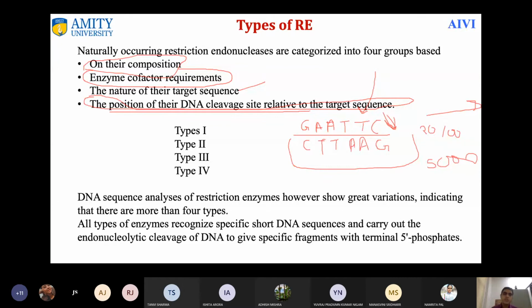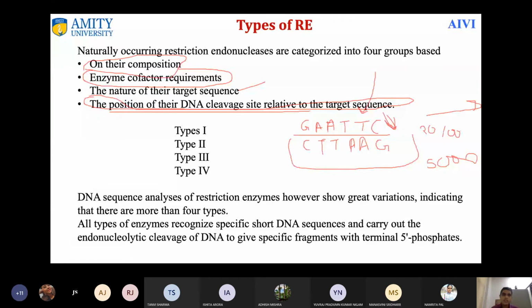Okay. So on the basis of these four properties: first, their composition; second, enzyme cofactor requirement; third, nature of their target sequence; fourth, their location where they are going to produce the cut, we are characterizing them in four different categories. Basically even four are not needed, we generally categorize in three. The fourth one is a newer one, but mainly it is three: type 1, type 2, and type 3. But now we are creating type 4 also.